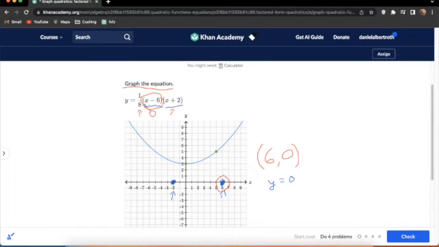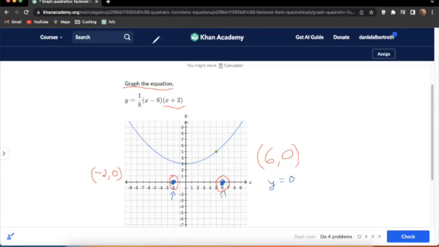And then also, you can look at the other factor. So when x is negative 2, so that's this point here, y is going to be 0. So if I plug in negative 2 for x, y is going to be 0. So I know for a fact, at least, that these two blue points are on my graph.